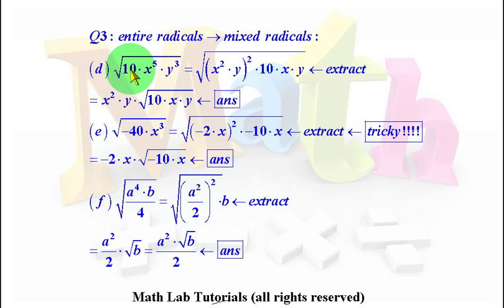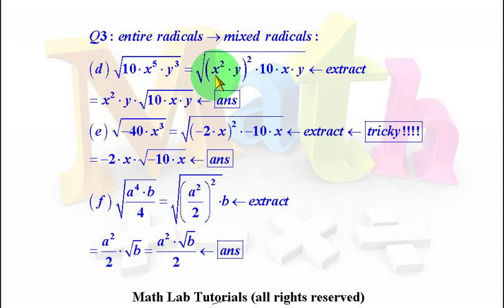And then I see that I can't break down 10 as a perfect square times a non-perfect square, so I can't do anything there. But x to the power of 5 can be decomposed as x to the power of 4 times x, and the square root of x to the power of 4 is just x squared. And y cubed can be decomposed as y squared times y, and the square root of y squared is just y. Okay, so we're done with the inside of the brackets.